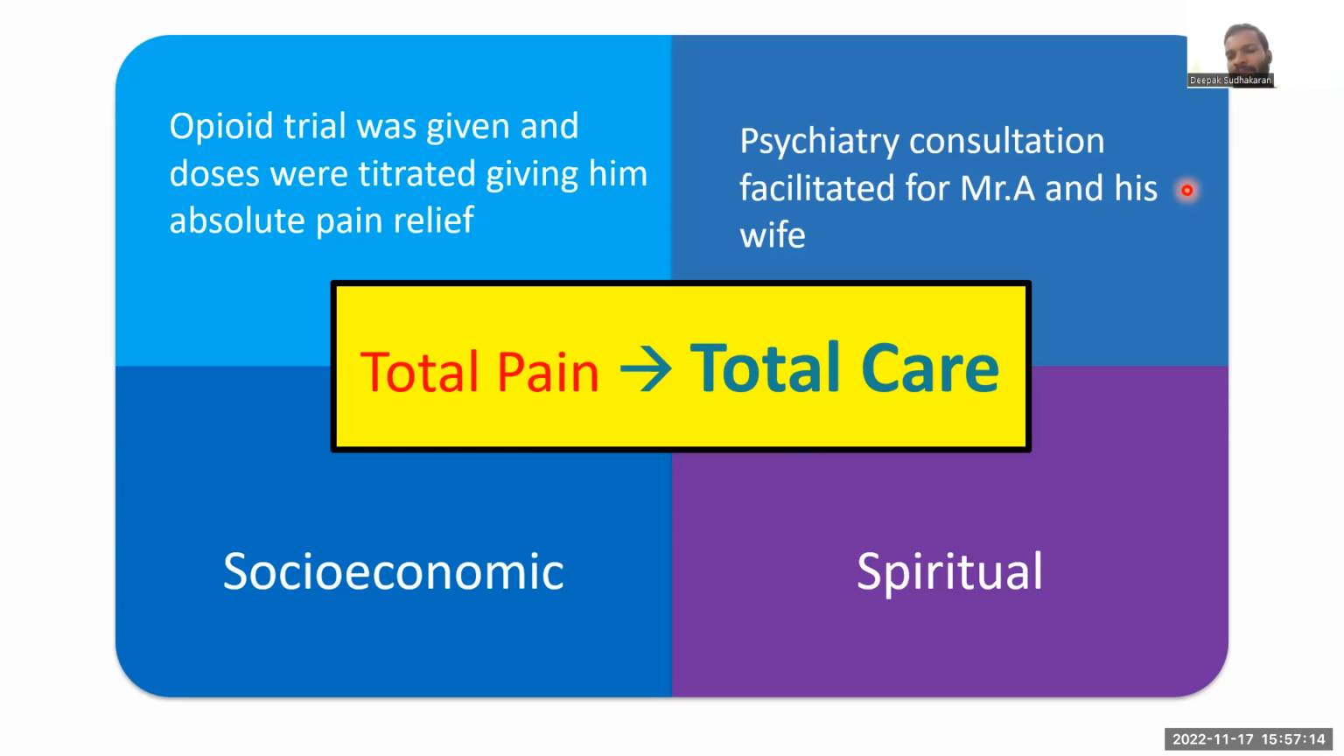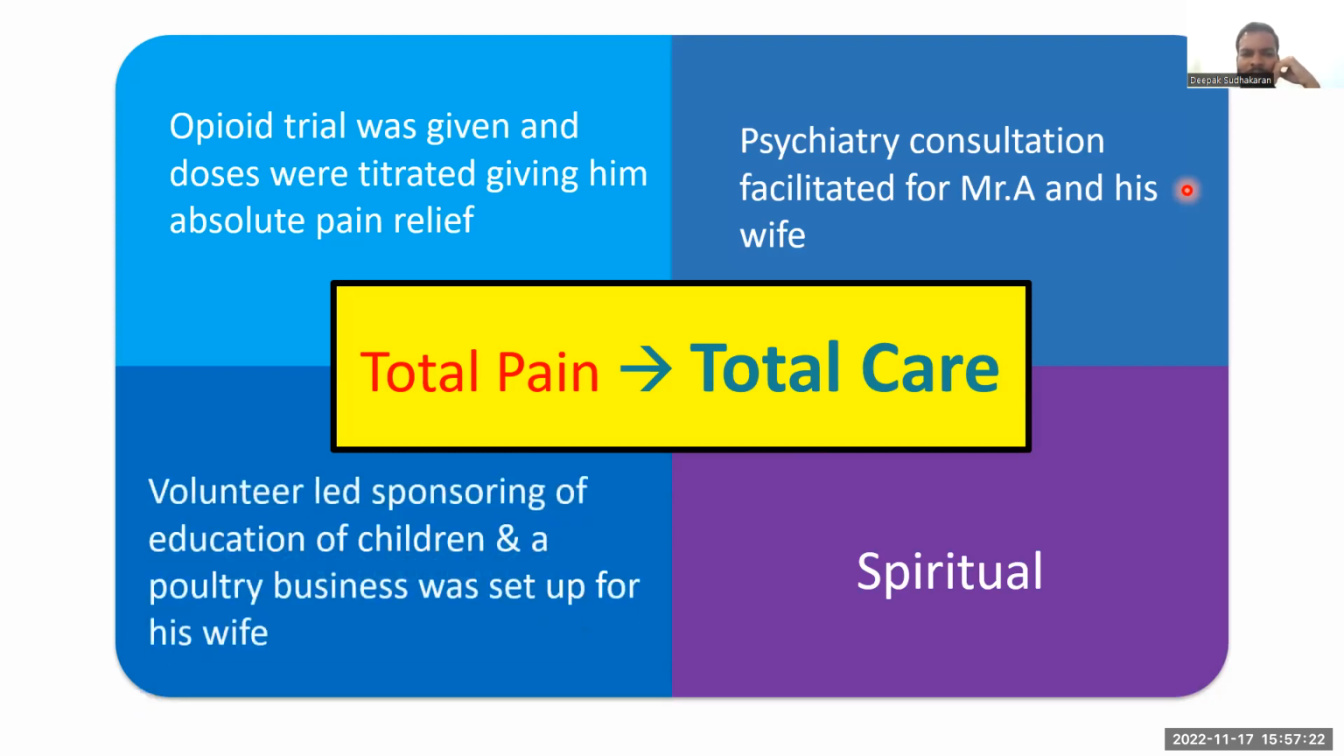So financially, not much money was taken from him and he was given priority. The doctor saw him on priority. For socioeconomic aspects, we have some volunteers who want to do some good in society. There was volunteer-led sponsoring. They were willing to sponsor his education, his children's education. So he was worried about how his children will continue their education.